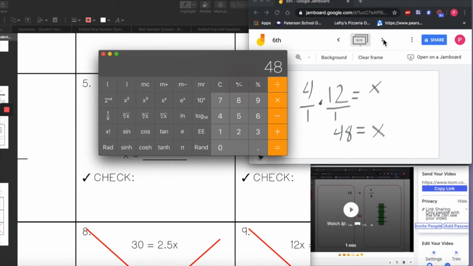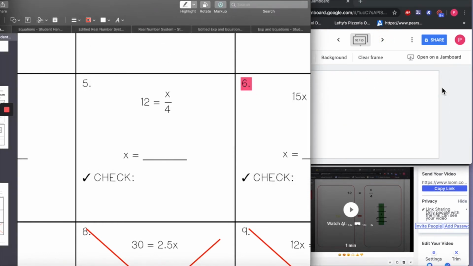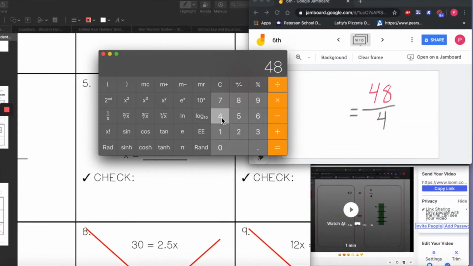And again, if you wanted to check this, and whatever you got for x, my original equation was 12 equals x over 4. So I can substitute 48 in for whatever I got for x. So I had 48 for x, and it was being divided by 4. And that means on the other side I should get 12. So I had 48 divided by 4, and I got 12. So I have the right answer.